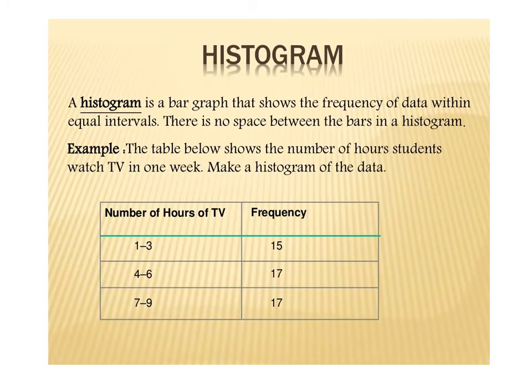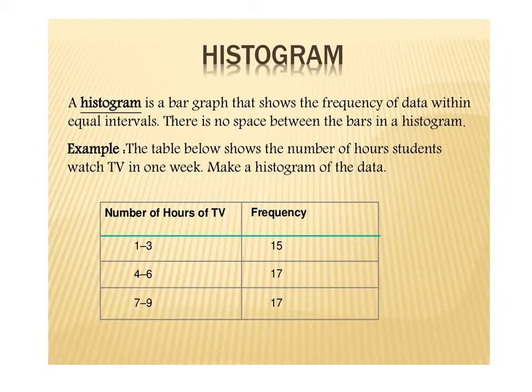Now histogram. A histogram is a bar graph that shows the frequency of data within equal intervals. There is no space between the bars in a histogram. If you remember, when we draw a bar graph, there is a gap between two rectangles. But in the case of a histogram, there is no space between these rectangles, or we can say these bars.